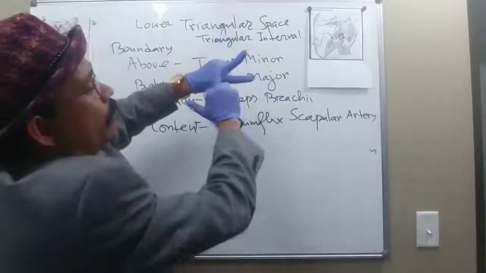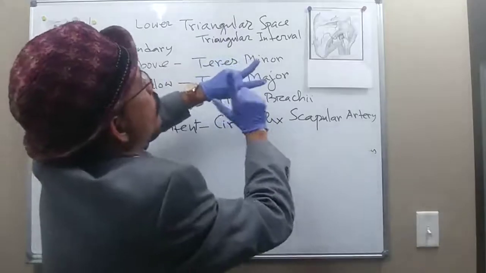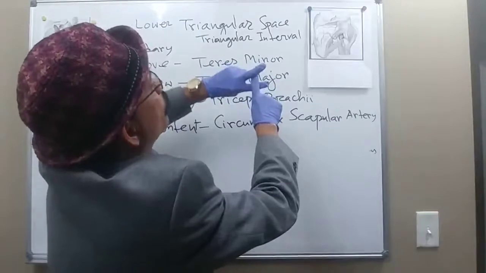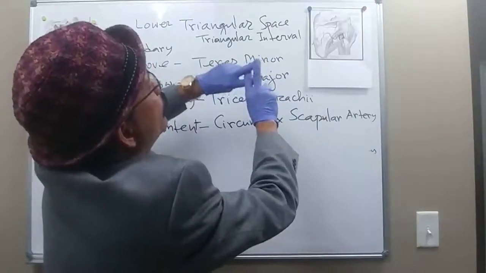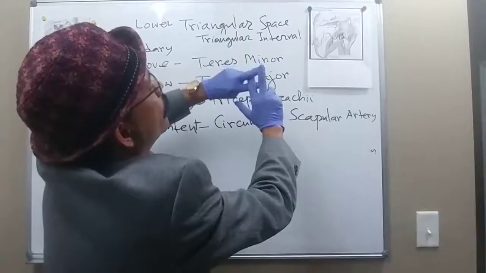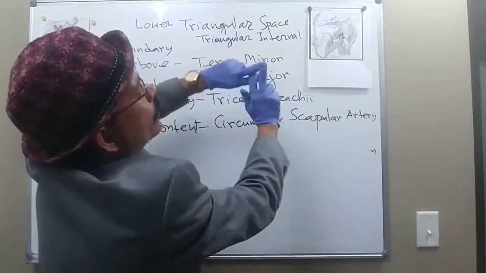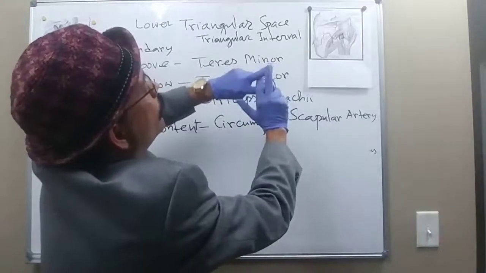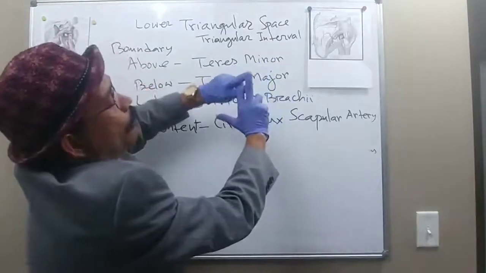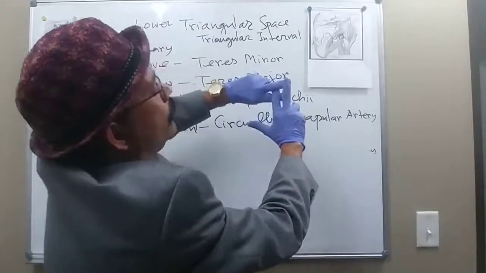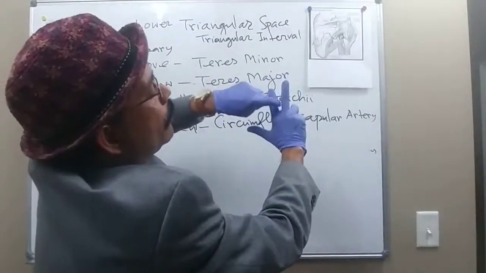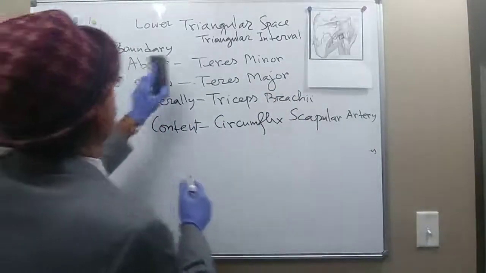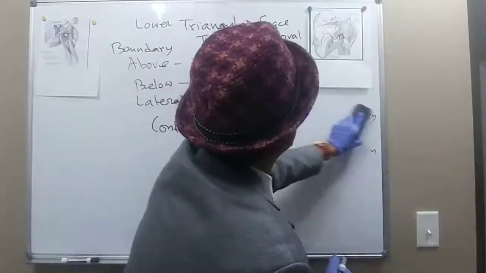Okay, so teres minor, teres major, then this is the long head of triceps, this is the humerus. So this is the lower triangular space, this is lower triangular space. So we got this is the quadrangular space, this is the upper triangular space. Lower triangular space is also called triangular interval. So what is the boundary? Okay, we'll go to the boundaries.